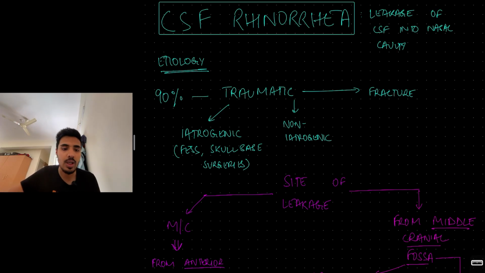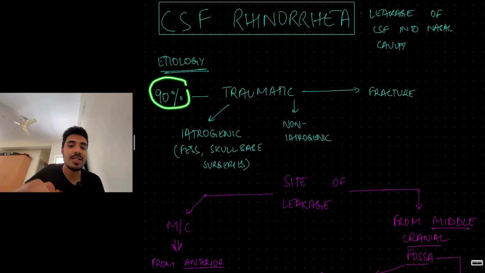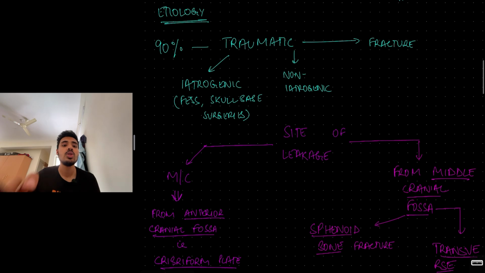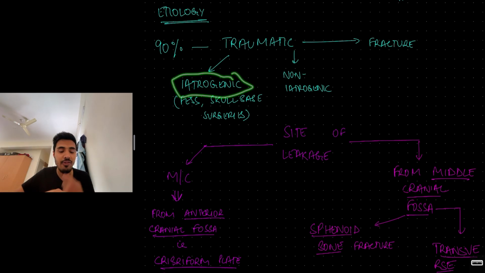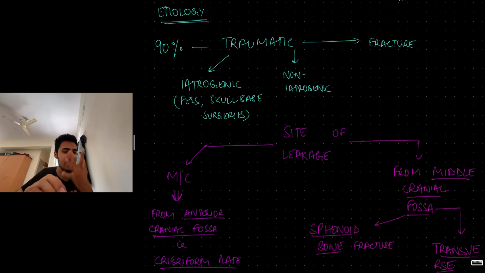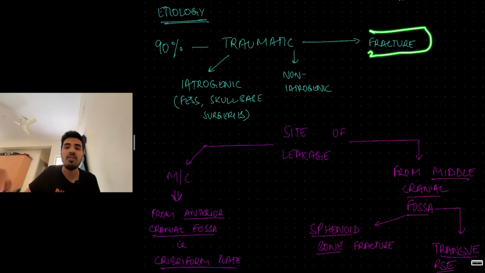Let's get to the etiology. In 90% of the cases, the cause is trauma. Traumatic causes CSF rhinorrhea. So what could the trauma be? It could be iatrogenic trauma during any FES or during any skull-based surgery. There can be trauma induced, or non-iatrogenic trauma because of a fall, because of any car accident or anything like that. Basically what happens, there are fractures at various locations of the skull base that lead to CSF leakage.